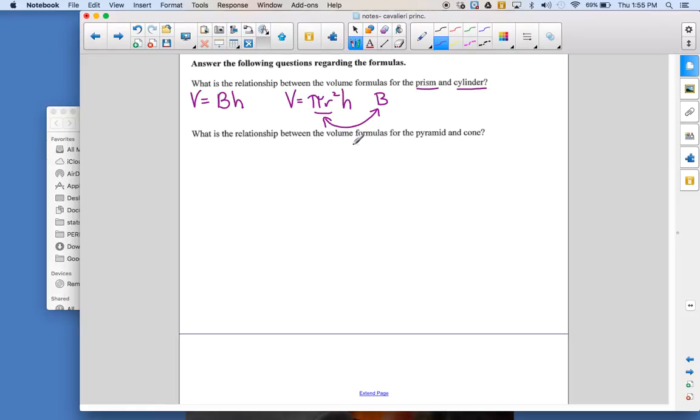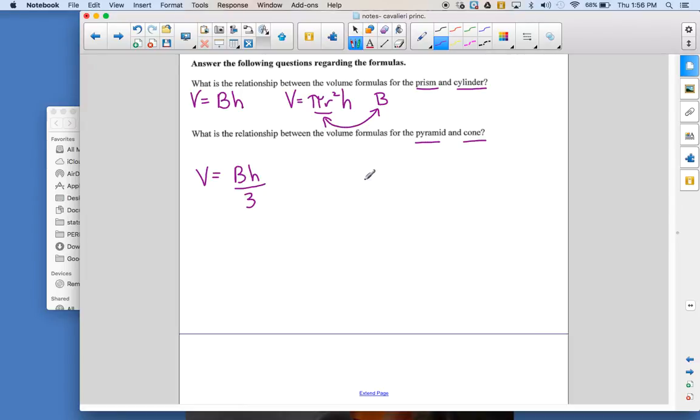What is the relationship between the volume formula for the pyramid and the cone? Okay, the second day we did pyramids, cones, and spheres, if you remember. So when we did the pyramid, we said, well, we're bringing those sides in, so instead of just area of the base times the height, we have to take out some, and it turns out it's actually 1/3 the amount of the exact same size prism that would have that same base and that same height.